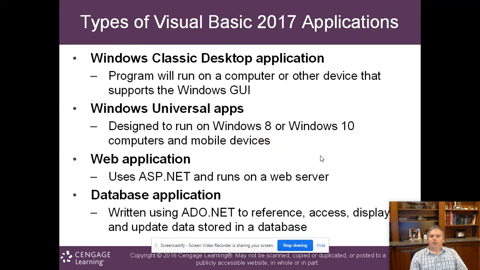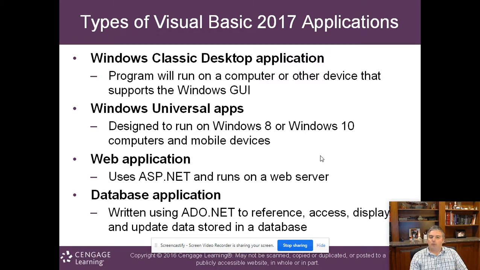So what types of applications can you create with Visual Basic? Classic Windows desktop applications. They run on a computer or other device. Windows Universal applications. Microsoft is trying to make Visual Studio and Visual Basic like Java. The advantage that Java has over Visual Basic and C# is that a Java program, you can create it once and it'll run on Windows. It will run on a Mac. It'll run on Linux. Windows programs, VB programs, only run on Windows computers. Now, with Windows Universal apps, they're trying to change that, but it's not there yet.